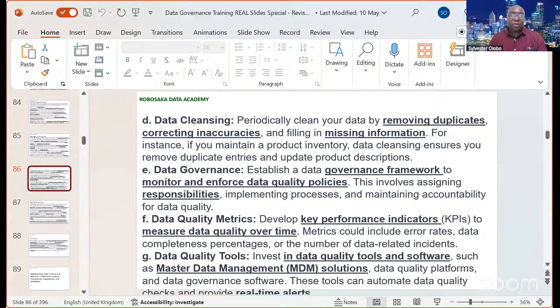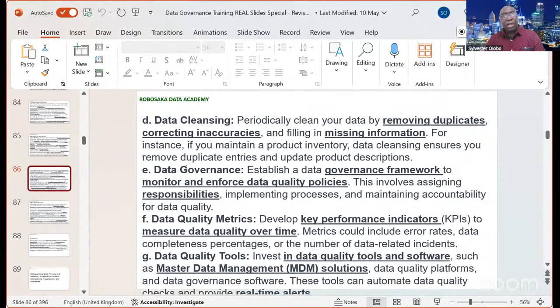This involves assigning responsibilities to stewards, as I said the other time, and those stewards will enforce whatever has been put in place, policies, procedures and standards, implementing the same process and maintaining accountability for that data quality. Data governance is key for everything you do in a data quality initiative. Anything you do, the stage is set by data governance, because you must govern the data and manage the same in terms of quality.